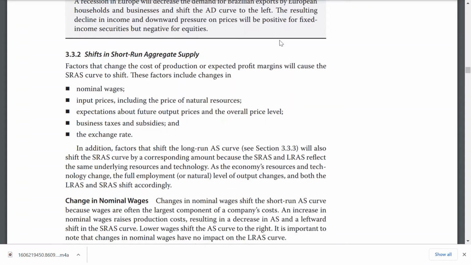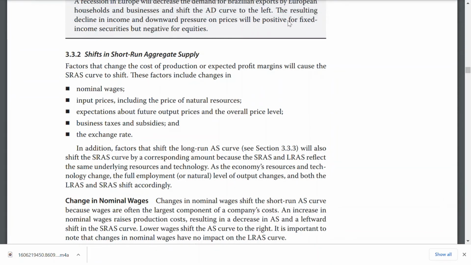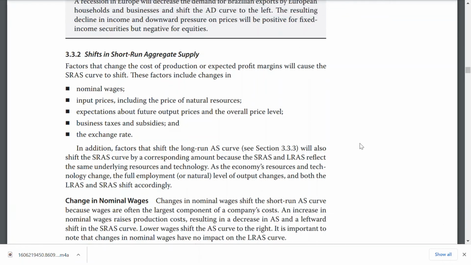3.2.2 Shifts in short run. We are almost getting to 1,000 pages. Oh, I can't believe how long I've been reading the CFA Level 1 program curriculum. I think we'll get to 1,000 in today's video.